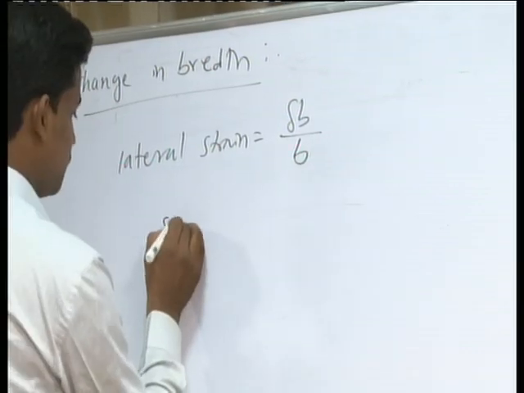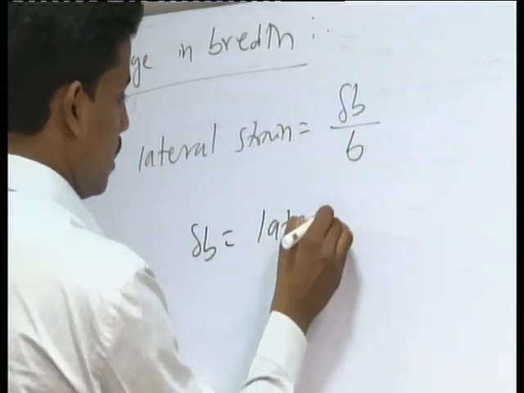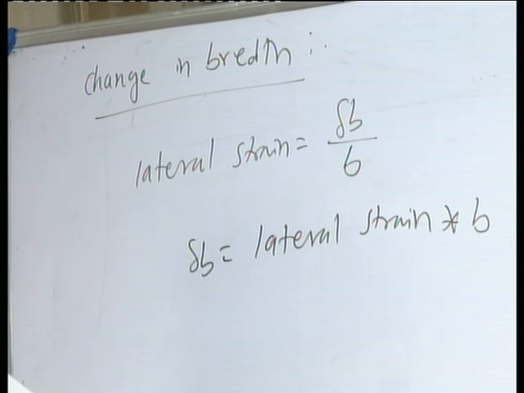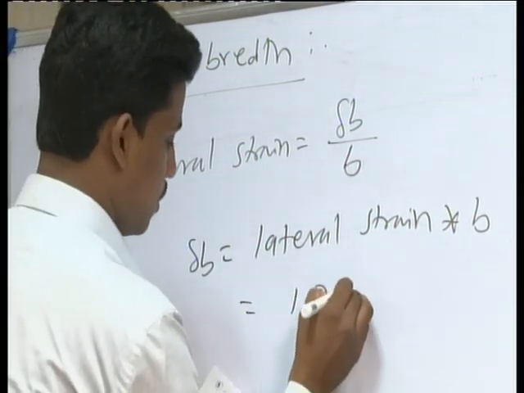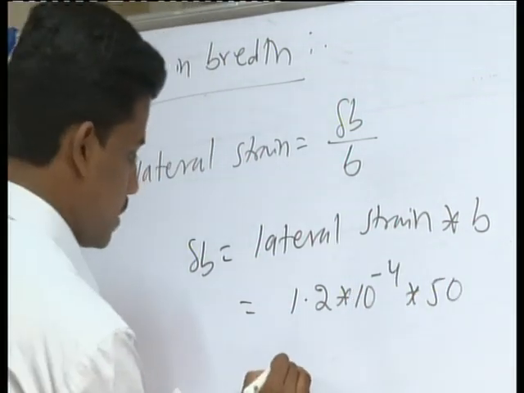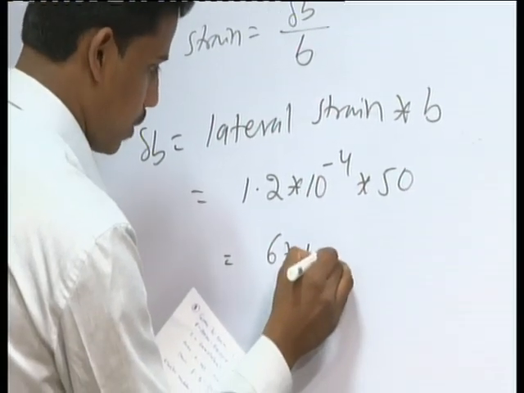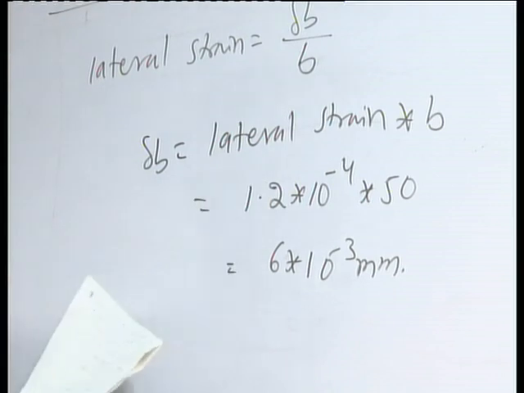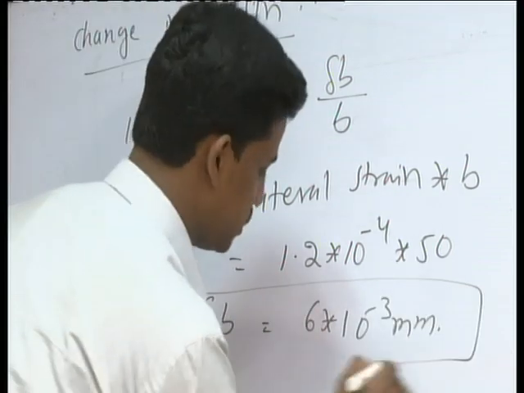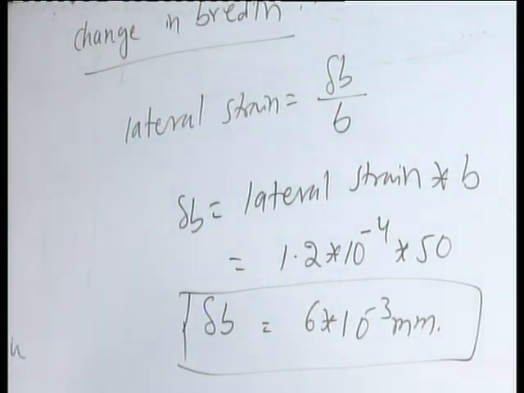Here delta B is equal to lateral strain into capital B. So lateral strain is 1.2 into 10 to the power of minus 4 into 50. We will get 6 into 10 to the power of minus 3 mm. This is the change in breadth, which is what we required.